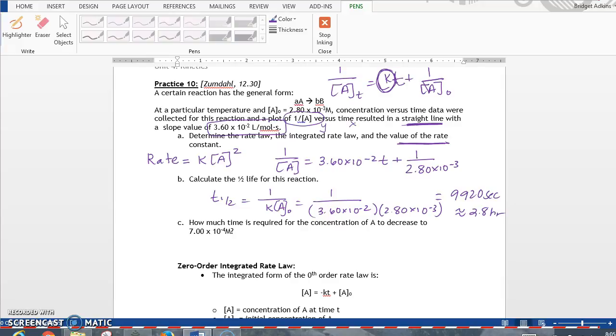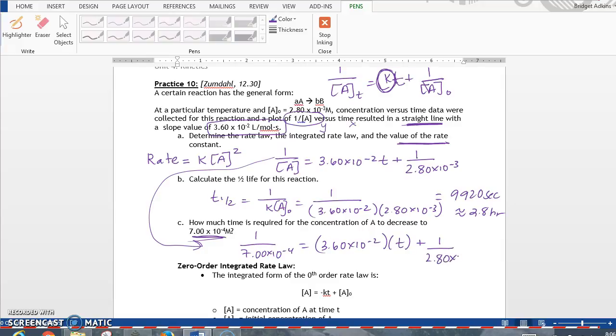All right, in part C, how much time is required for the concentration of A to decrease? So again, we've got these two rates. Which one is more useful if they're asking about time? So the integrated rate law is what we would want to apply. So we're going to use that down here. They want the concentration to decrease to this. So now we know a certain concentration. So 1 over 7.0 times 10 to the negative 4th equals, my K is 3.6 times 10 to the negative 2. I'm solving for T, and then I have plus 1 over A naught.